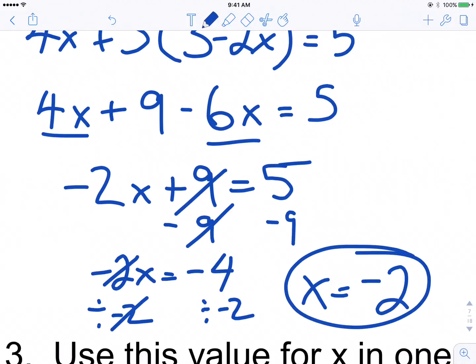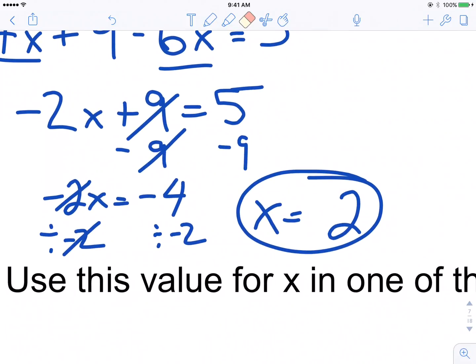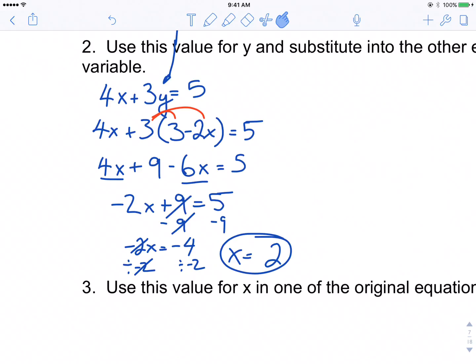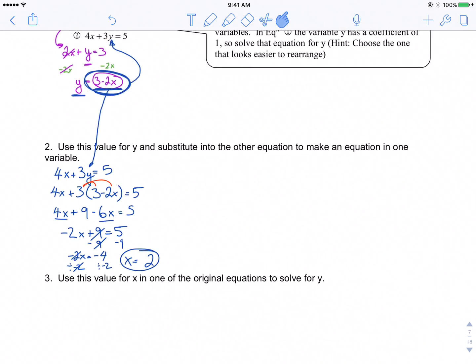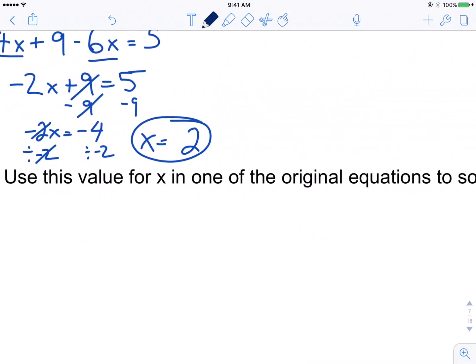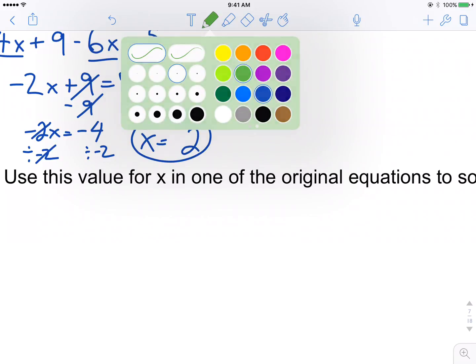Oh no, sorry, not negative 2. Negative divided by negative is positive. So x is equal to positive 2. Now that I've found a value for x, I take this value for x and put it into either one of the two equations. It doesn't matter which one, and find y. Maybe I'll do both for you just to show you.